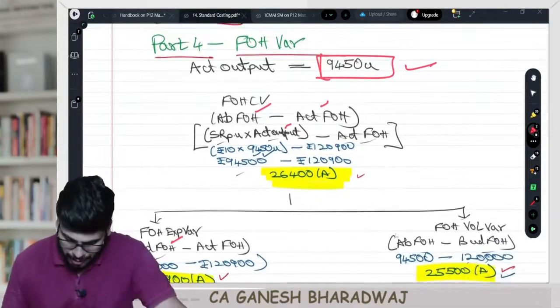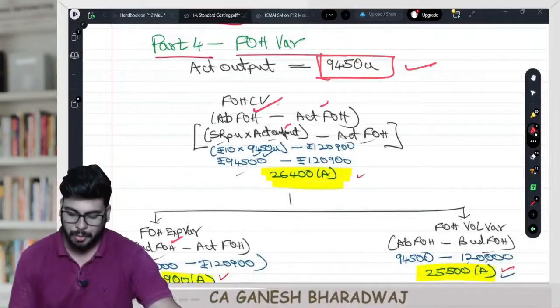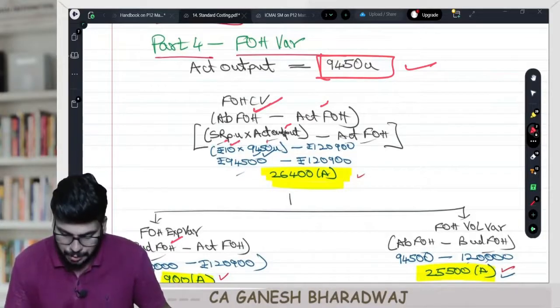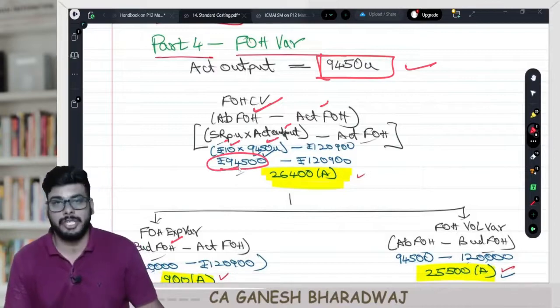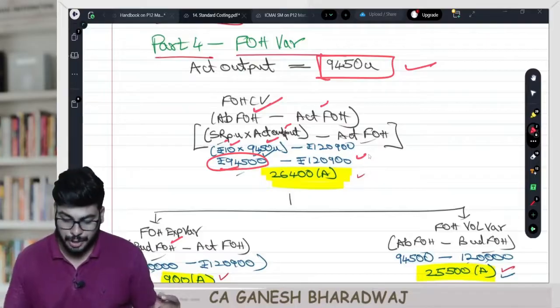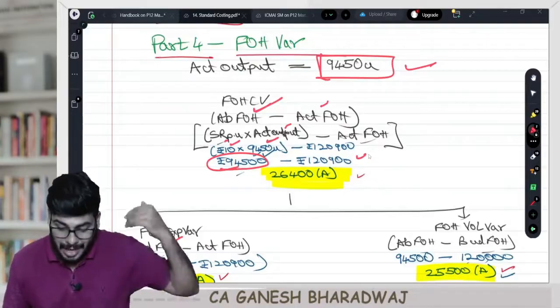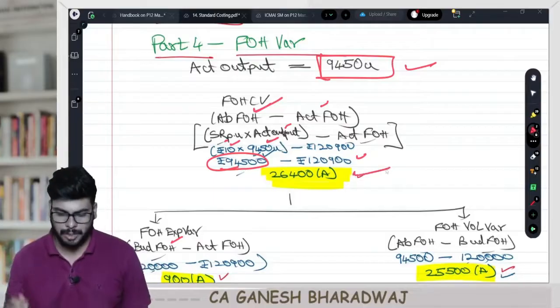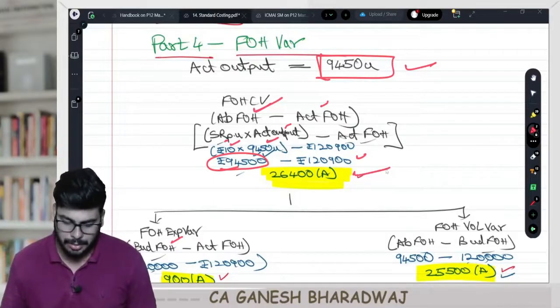So now let's go here and do this. Your absorbed overheads are standard rate per unit into actual output, 10 rupees per unit into 9,450. So I'm absorbing overheads of 94,500, but actual overheads are 1,20,900, which means there is an under absorption, which is an adverse variance. How much is that? 26,400.